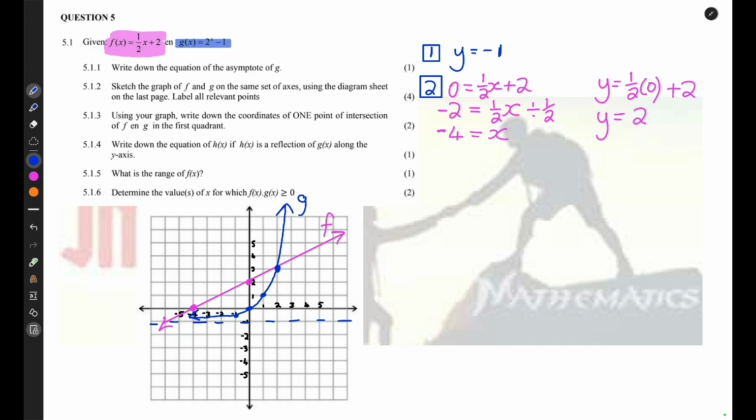Okay, so they can see my asymptote, they can see my x and y intercept, even though it's the same intercept, and then my shape is correct. So for that, I will get all 4 marks for drawing f and g.